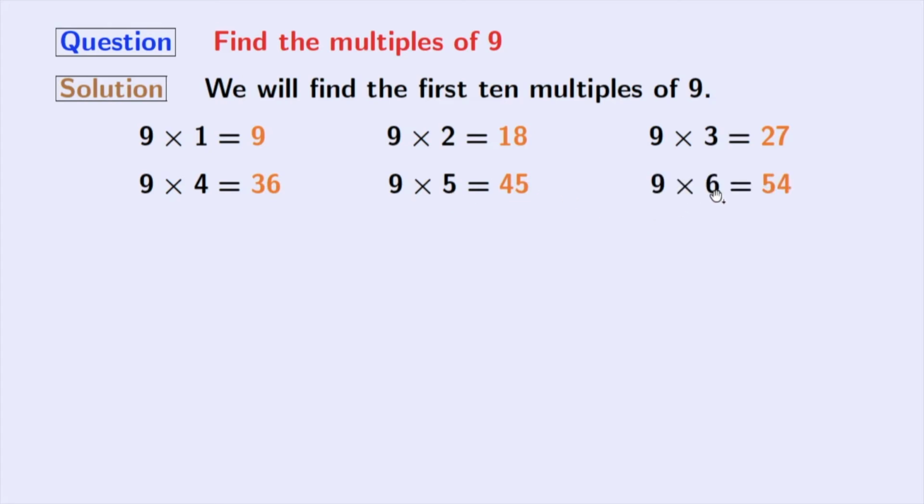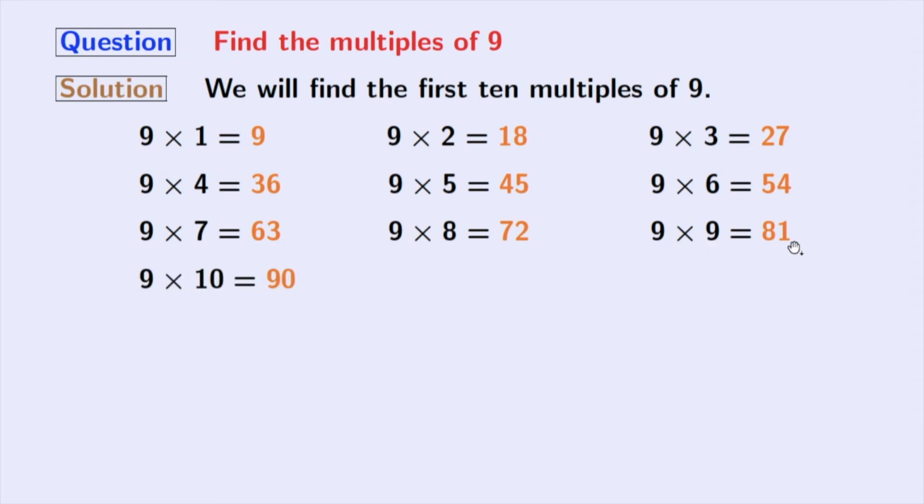Multiplication of 9 and 6 gives us 54. We get 63 after multiplication of 9 and 7. We get 72 after multiplication of 9 and 8. If we multiply 9 with 9, we get 81. And lastly, multiplication of 9 and 10 gives us 90.